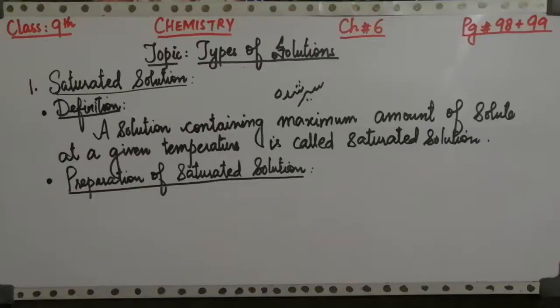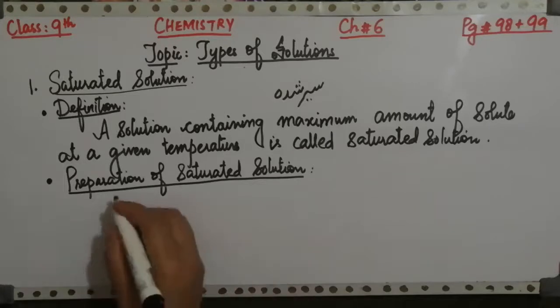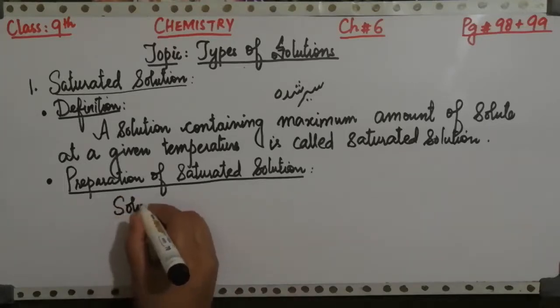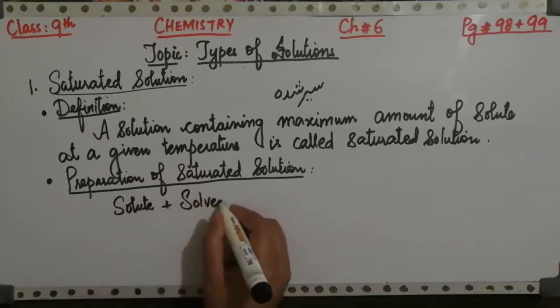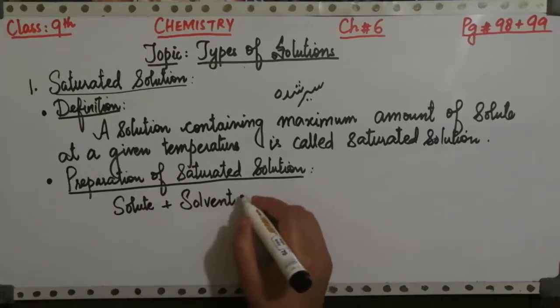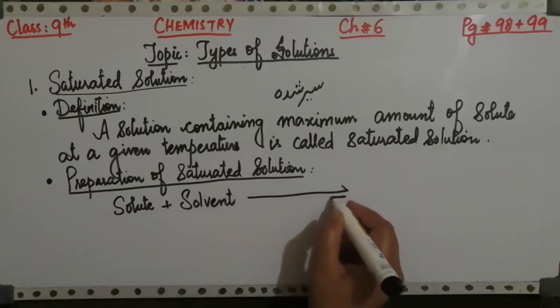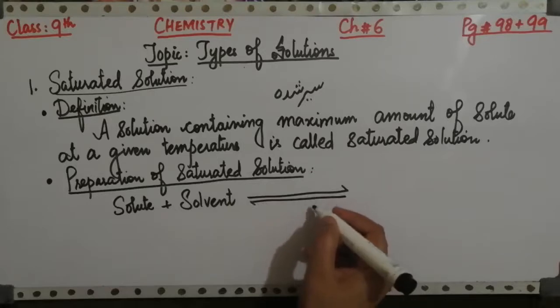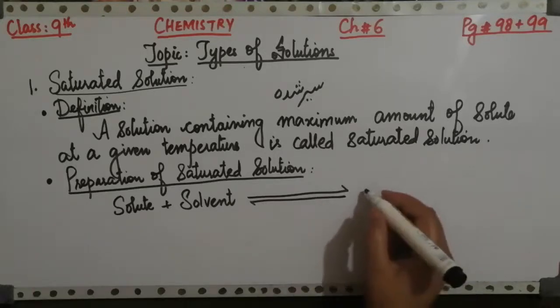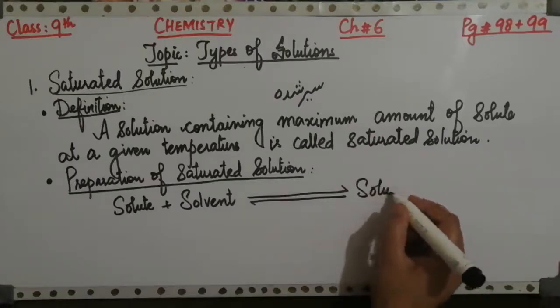So after observations you can finally conclude that a saturated solution can be prepared by dissolving the solute into solvent, that is water, to form solution, which is a reversible reaction. These double arrows are indicating basically the reversible process, and to form solution.